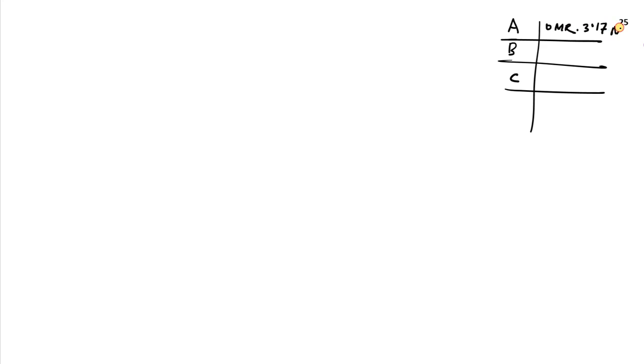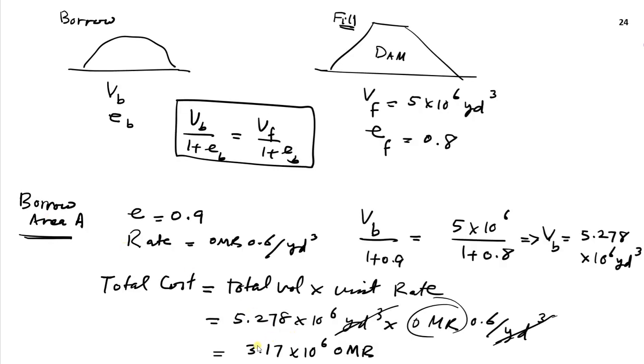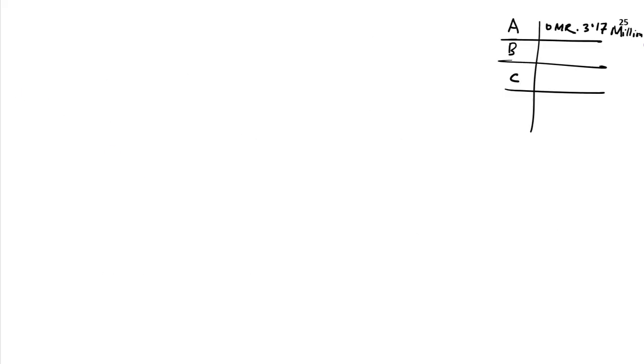So let me summarize here. Supplier A, supplier B, and supplier C are borrow areas A, B, and C. For the first supplier, the total cost comes as OMR 3.17 million. 10 raised power 6 is million. So this amount is 3.17 into 10 raised power 6, or 3.17 million Omani Rial. This is the total cost if we pick soil A or borrow area A.